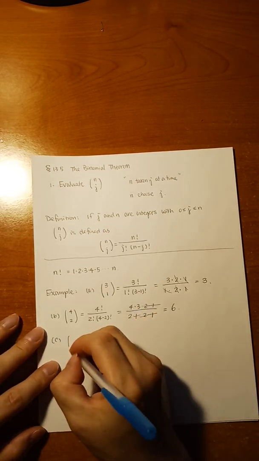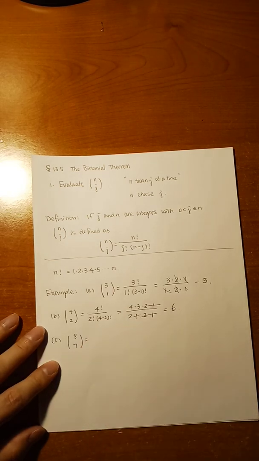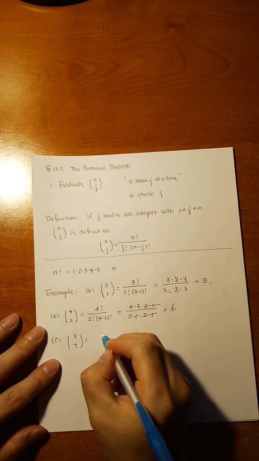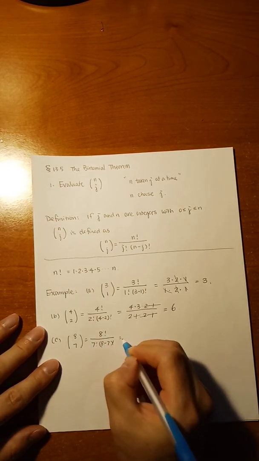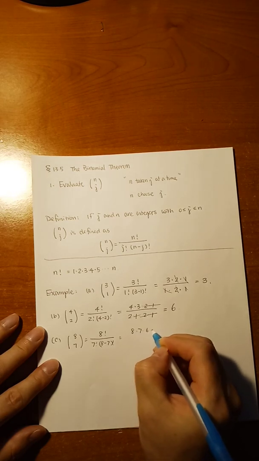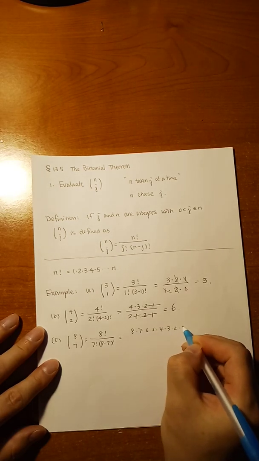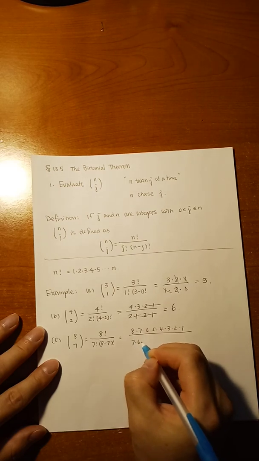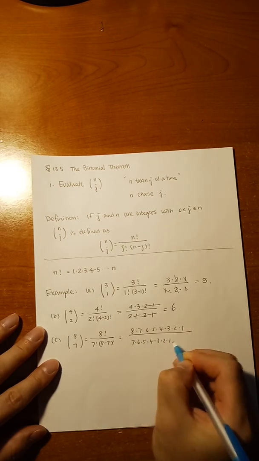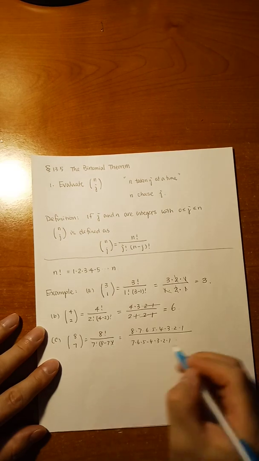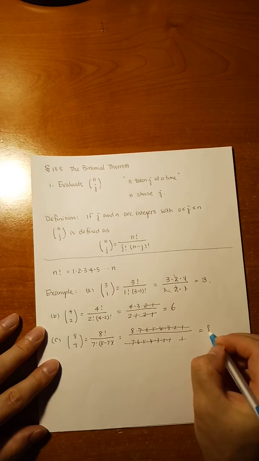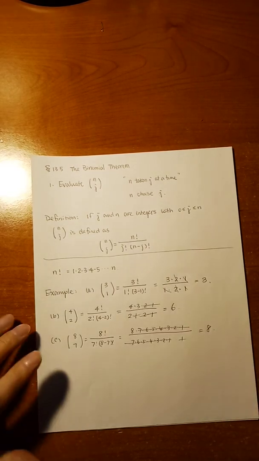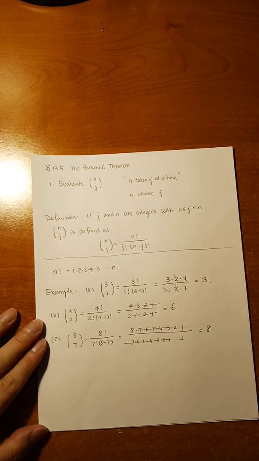And next, 8 choose 7. 8 choose 7 is 8 factorial over 7 factorial times 8 minus 7 factorial. 8 factorial is 8, 7, 6, 5, 4, 3, 2, 1, the product. 7 factorial is 7, 6, 5, 4, 3, 2, 1. 8 minus 7 is 1, and 1 factorial is 1. So you will see that most of the terms will be cancelled, so it's equal to 8. So this is our n choose j, or n taken j at a time.